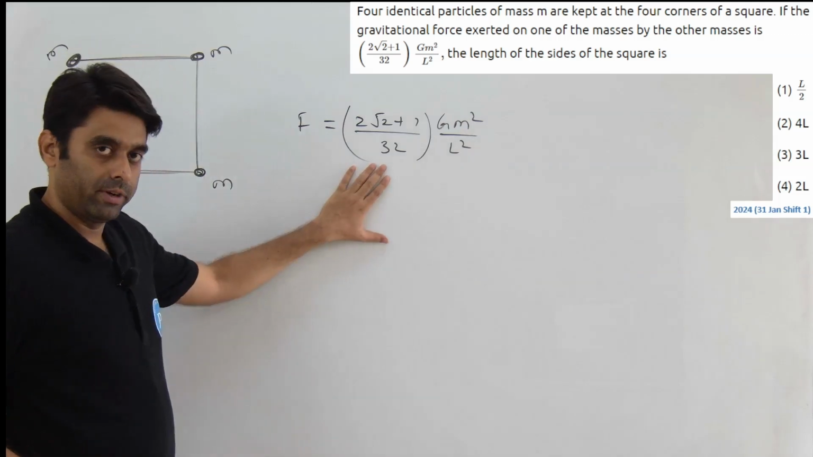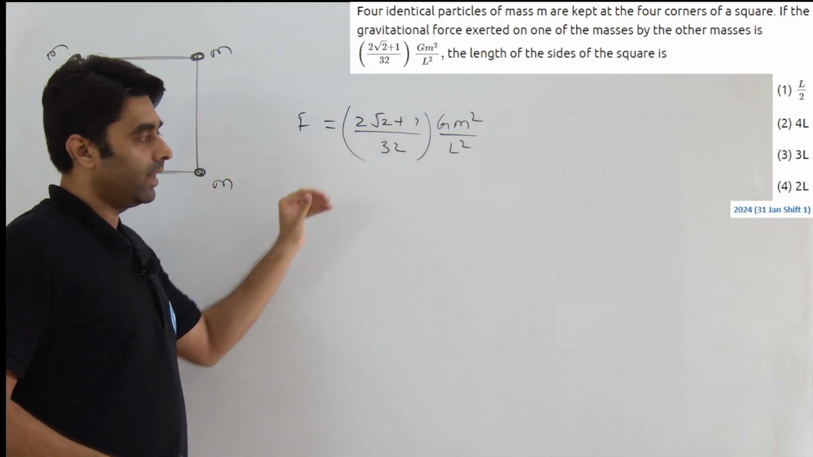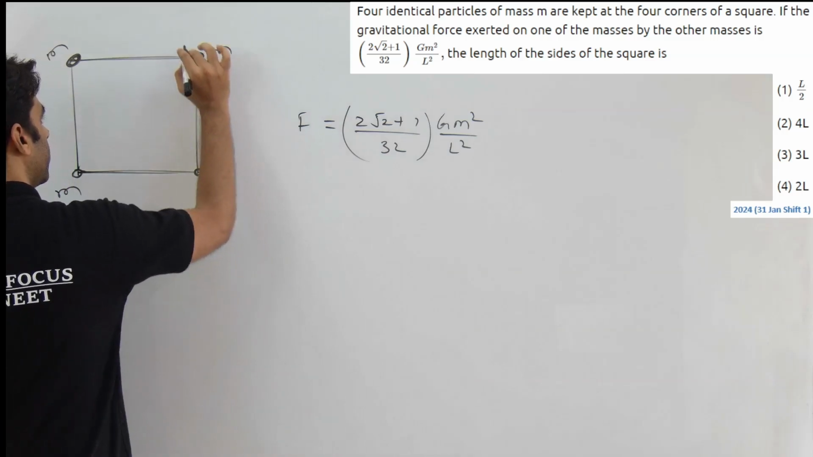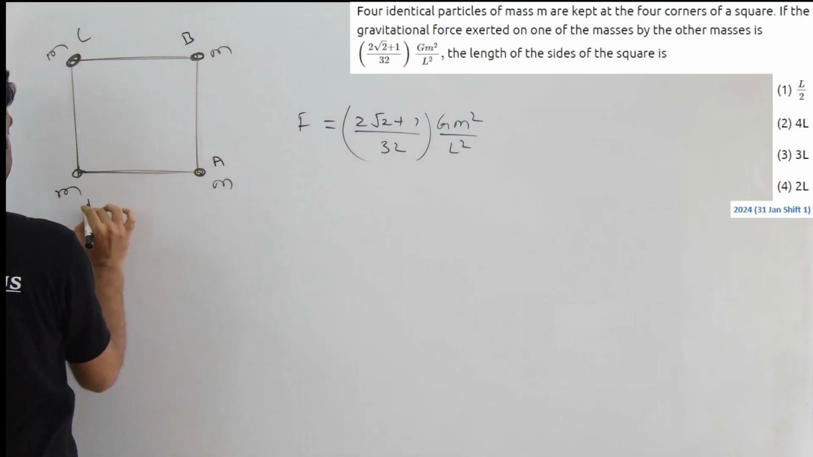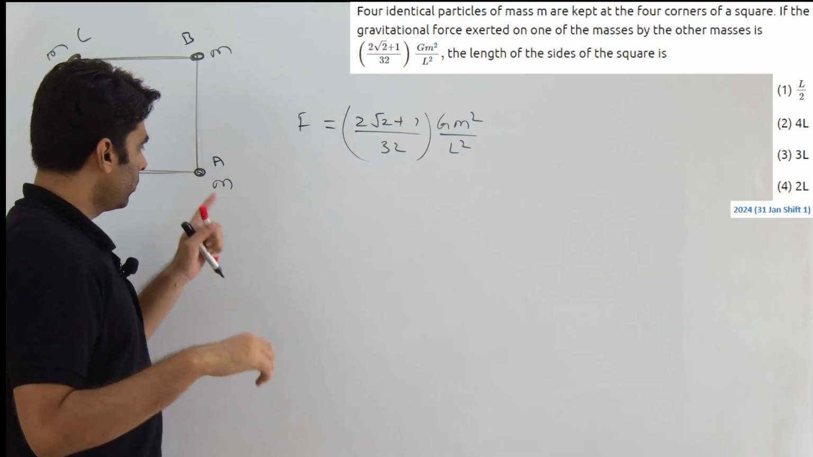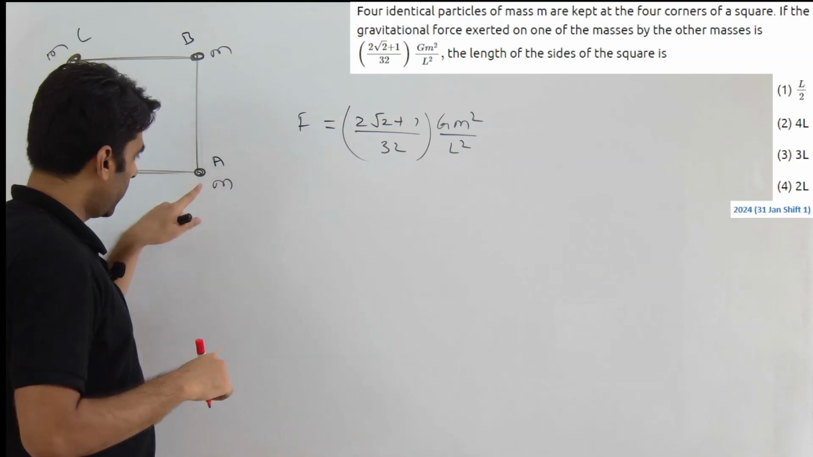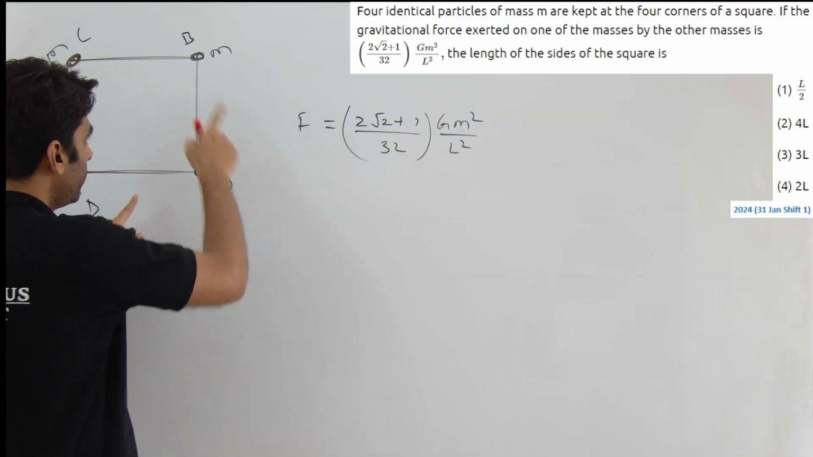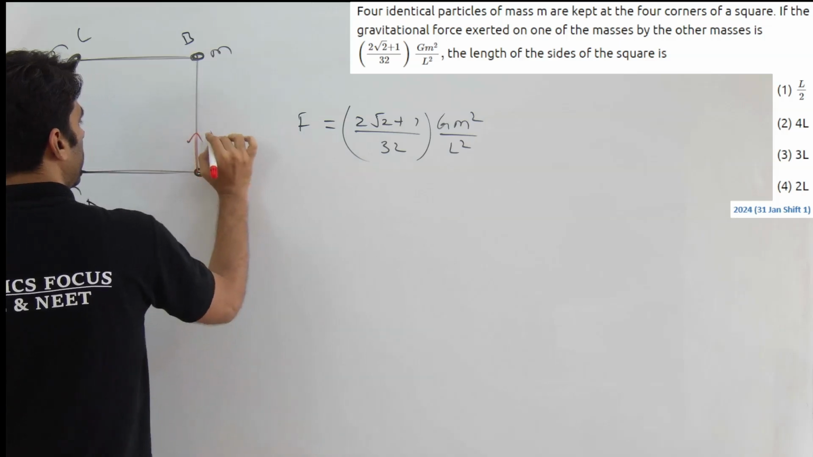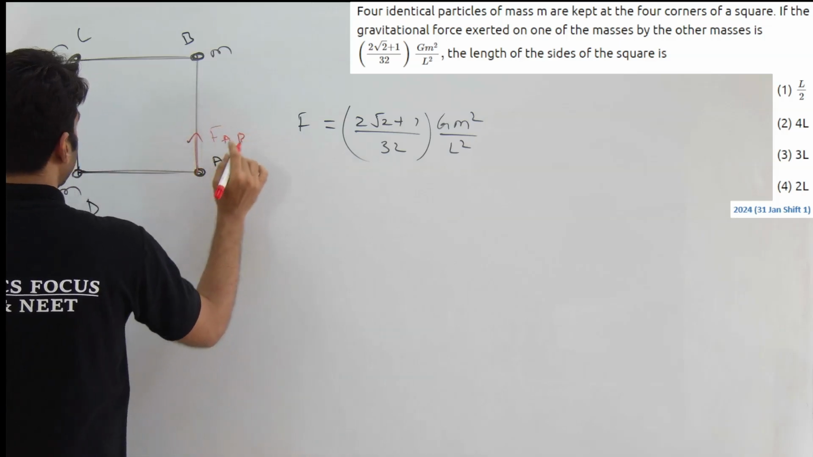This is the force given to us. Let us find out the force and then compare it with this relation. For ease, we'll name the particles A, B, C and D. Let us first draw the direction of force acting on particle A due to the remaining particles. It is gravitational force, an attractive force on A due to B.